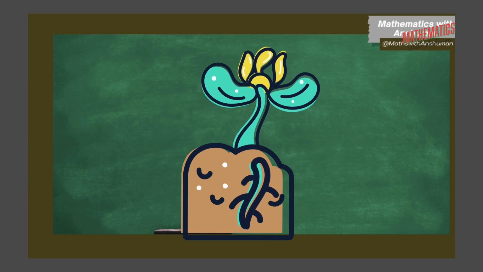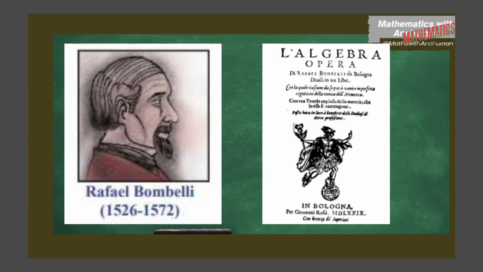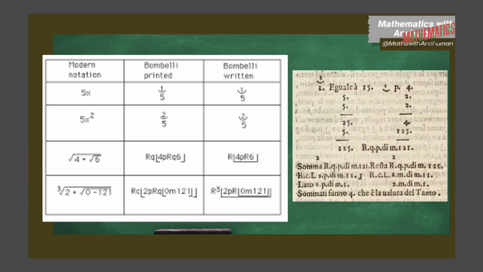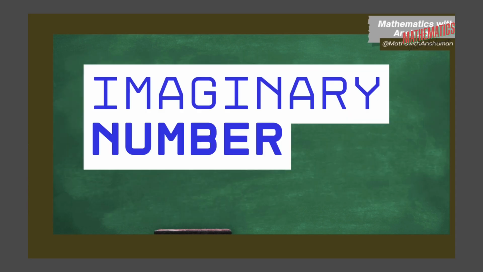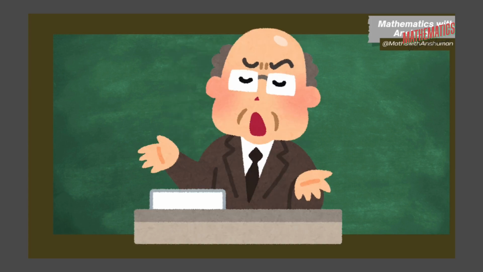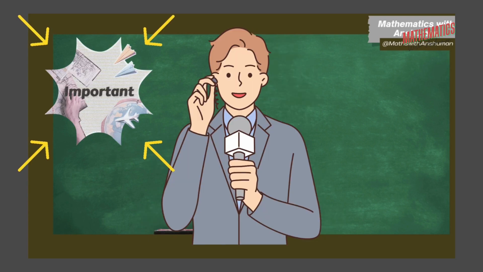Later, Raphael Bombelli gave structure to these mysterious numbers. In the 1570s, he defined rules for manipulating square roots of negative numbers, helping make sense of what we now call imaginary numbers. But the very interesting term imaginary was introduced by René Descartes in the 17th century, though he meant it as a criticism. Ironically, these numbers would become incredibly important.